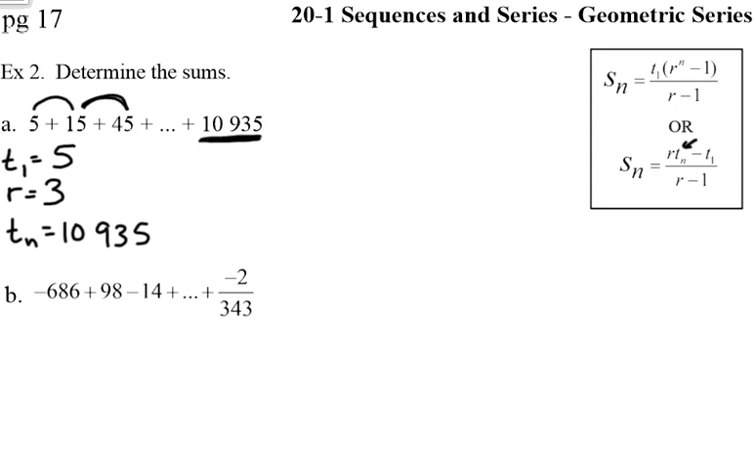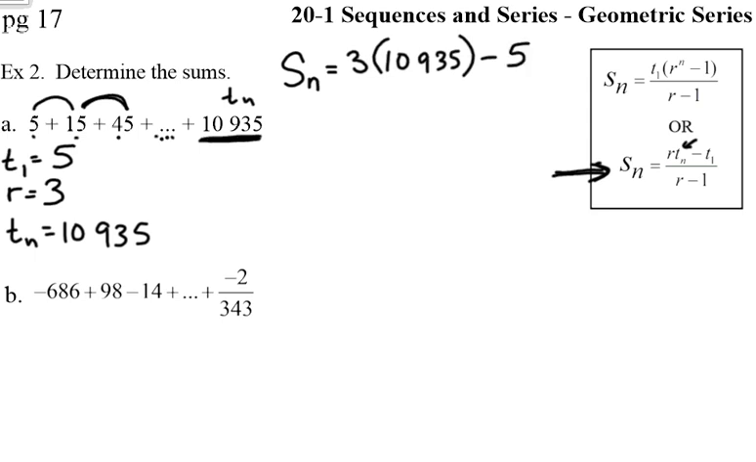We don't know how many terms there are. We know there's term 1, term 2, term 3, whole bunch of terms till we get to term N. We're not sure what it is, but that's okay because we don't need to know what N is in this case. We just want the sum of all the terms. In this case, this formula is our R value 3 times the T of N, 10,935, minus term 1, which is 5, and that gets divided by R minus 1. There's our substitution into that formula.